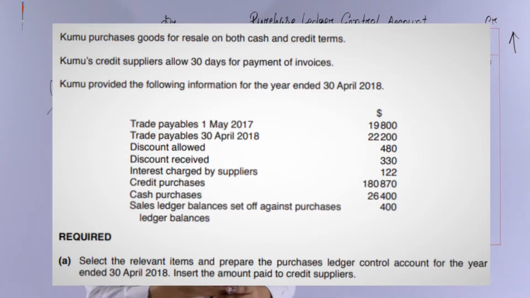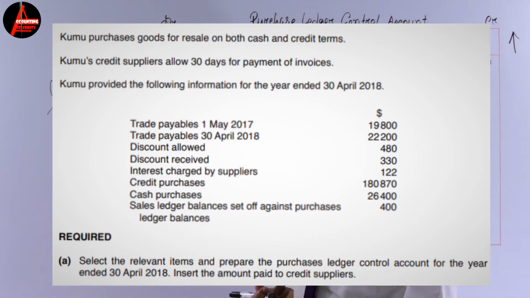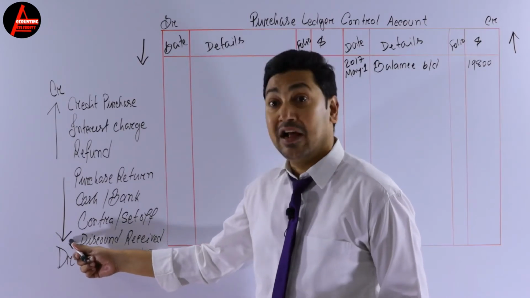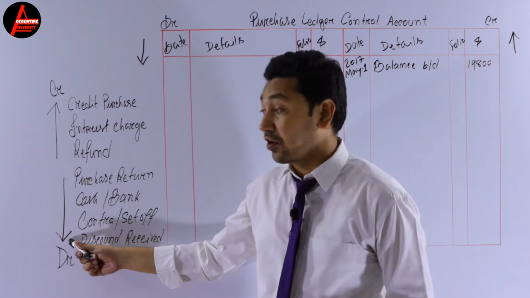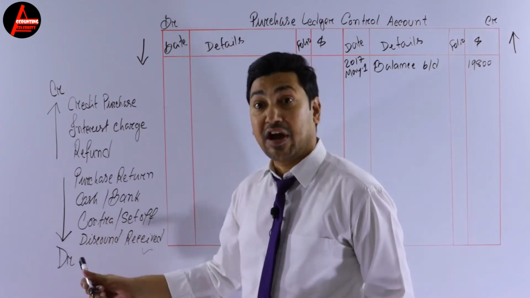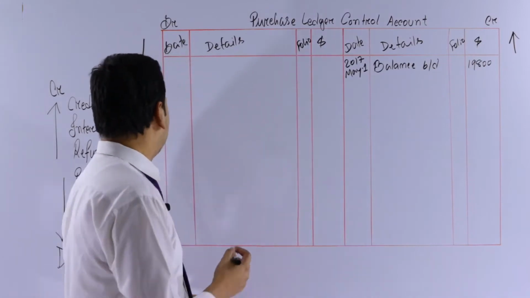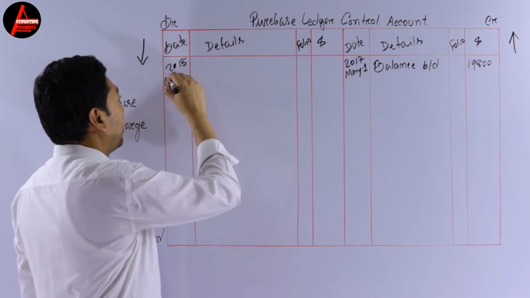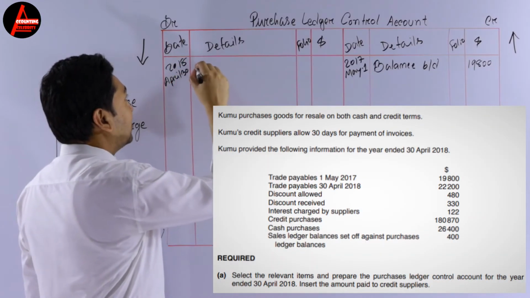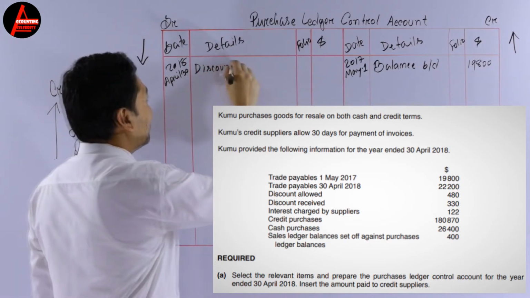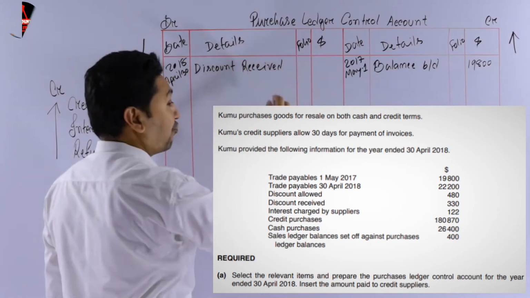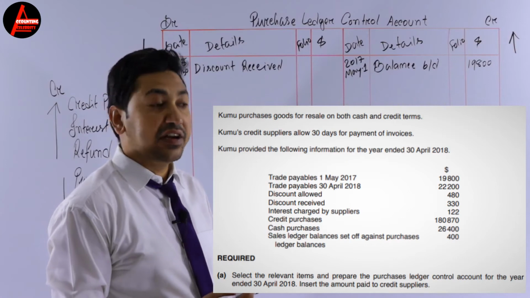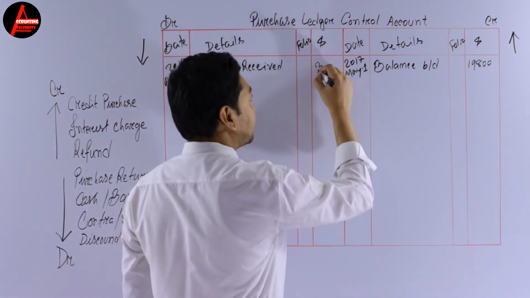Then what is written? Discount received. Yes, we know discount received will be entered here. It will decrease the trade payable or creditor. So when it is decreasing, you have to record it in the debit side. Let us write the date, which is given, 2018 April 30. So here you write discount received. How much value is given in the question? It is 330. So let us write $330 here.